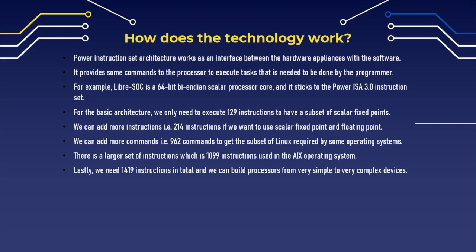some other operating systems. There is a larger set of instructions which is 1099 instructions used in the AIX operating system. To get the full version of implementation of OpenPower ISA, we need 1419 instructions in total and we can build processors from simple to very complex devices. That's all from me. Thank you.